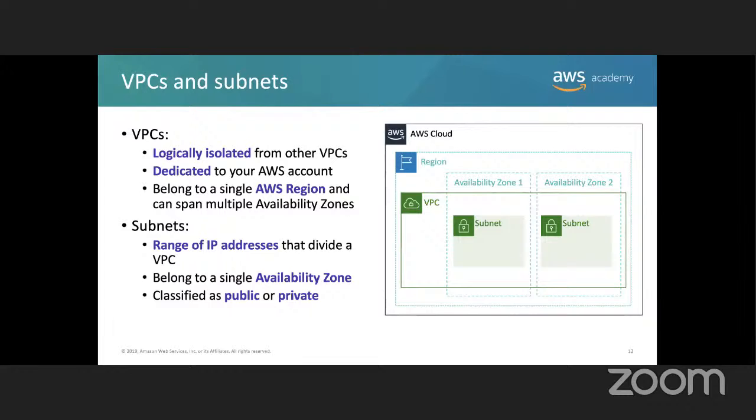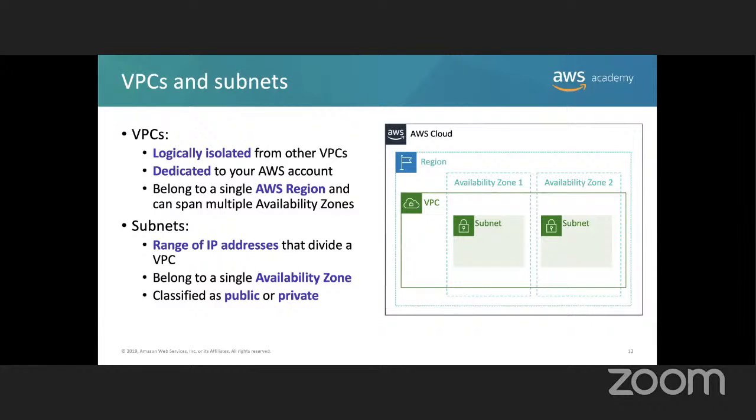Okay, they are isolated, and they're dedicated for your account. They belong to a single AWS region and can span multiple availability zones. As you can see here, there are 2 availability zones inside the same VPC, 1 and 2. So you can have several availability zones in one VPC. Don't forget that it all depends on how many availability zones the region has.